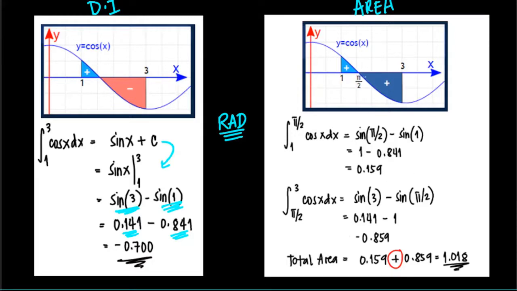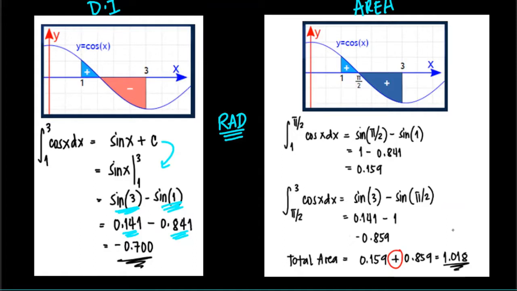Next, everything that is below the x-axis, you integrate separately. That is from pi over 2 to 3. And that is negative 0.859, because like I said earlier, all values below the x-axis are negative. But in this case, because we are looking for area, do not treat this as negative. There is no negative area. So, we add 0.159 plus 0.859. Both are positive and we should get 1.018.